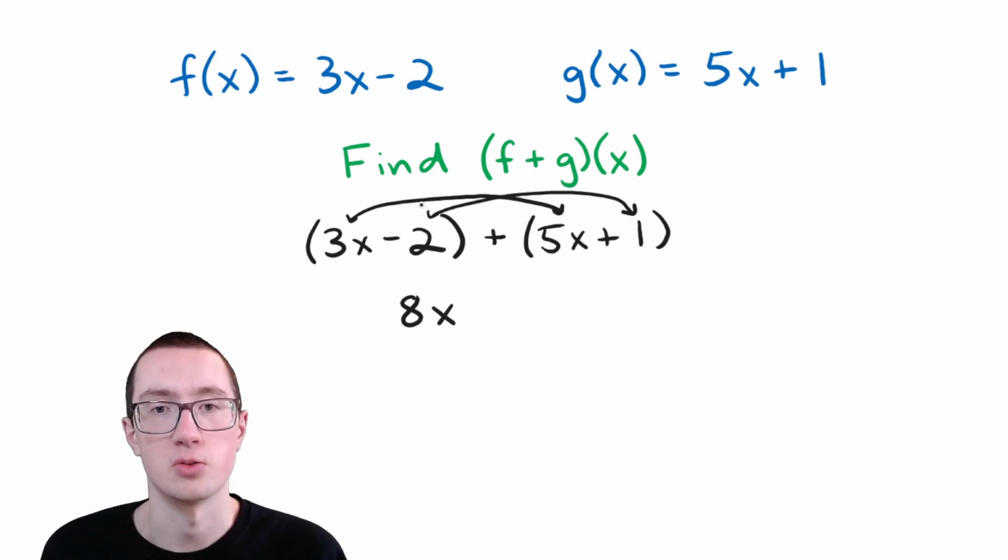Well, think of this as dollars. You lost $2 and you got 1 back, but you're still down $1. So minus 1. And that's it. We have added together the functions. So we've just found f plus g of x.